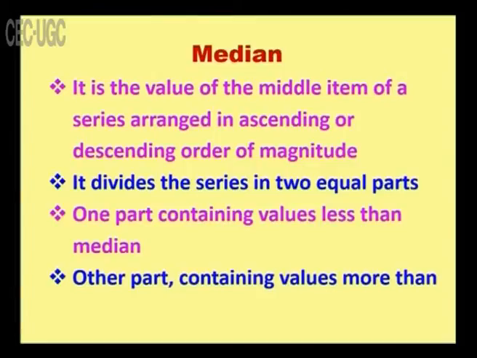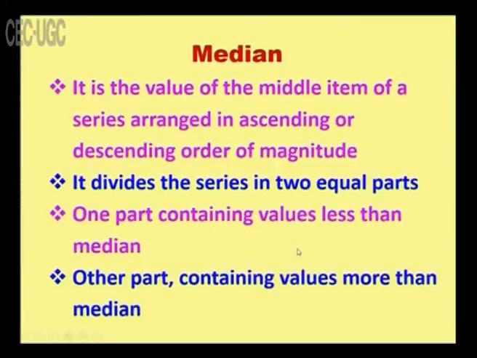It is the value of the middle item of a series arranged in ascending or descending order of magnitude. It divides the series into 2 equal parts, one part containing values less than the median and the other part containing values more than the median. That means the data set that you are arranging in ascending or descending order, the middle value is called the median, and therefore the median is dividing the data set into 2 parts.